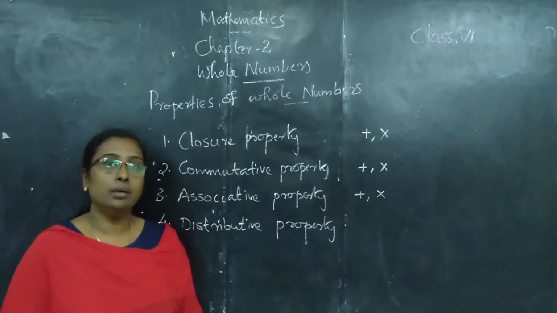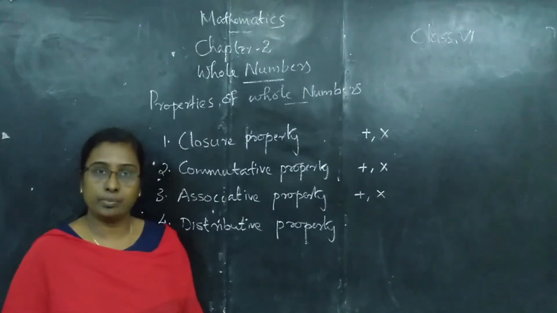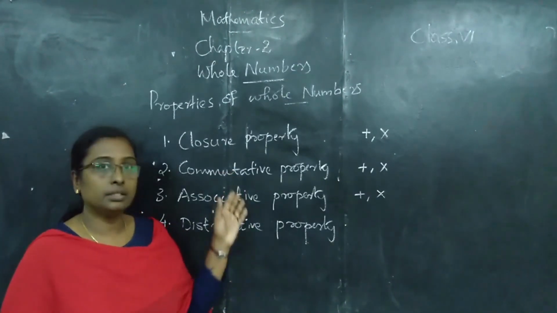Next property is distributive property. We can distribute multiplication over addition and subtraction. These are the four properties of whole numbers.